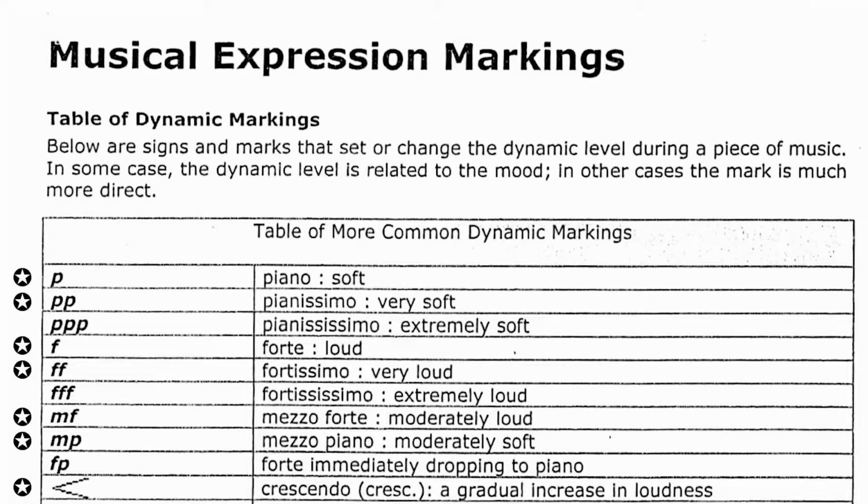There's a possibility that the question is asking you, you have MF, MP, and FP. Please put them in order from the softest to the loudest. Or maybe the other way around. Please put them in order from the loudest to the softest. So if you have MF, MP, and FP, and you need to put them from the softest to the loudest, that means the first is MP, followed by MF, and then finally FP. If the question is asking you to put them in order from the loudest to the softest, then you have to put it as FP, followed by MF, and finally MP.